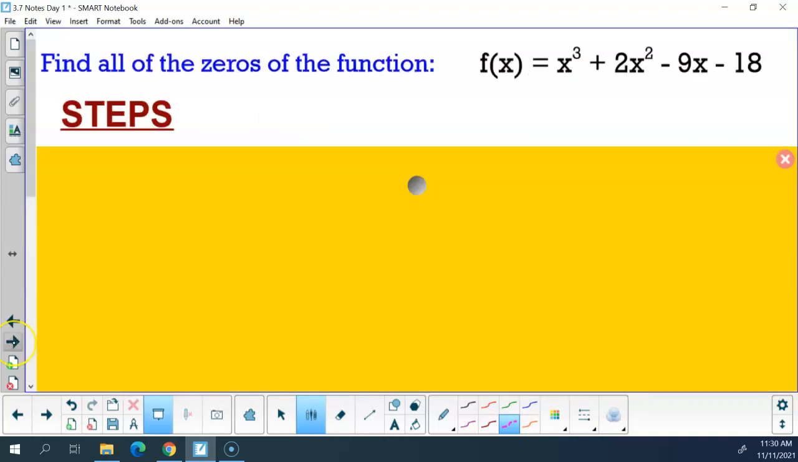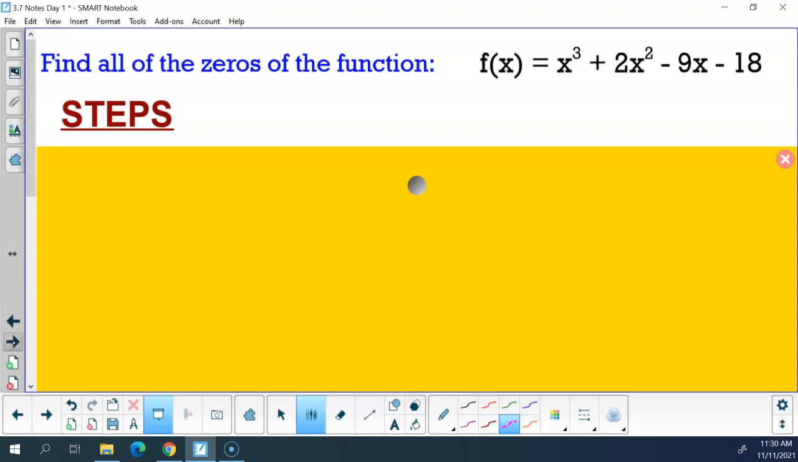All right, let's put it into work now. So there is my function. f of x equals x cubed plus 2x squared minus 9x minus 18. That's my function, and that's all I'm given. If it were yesterday, I would have said, here's a zero, here's a factor. Today, I'm just saying, here's the function. Find me all of the zeros, which is bus stop number 3. We're still on our bus route.